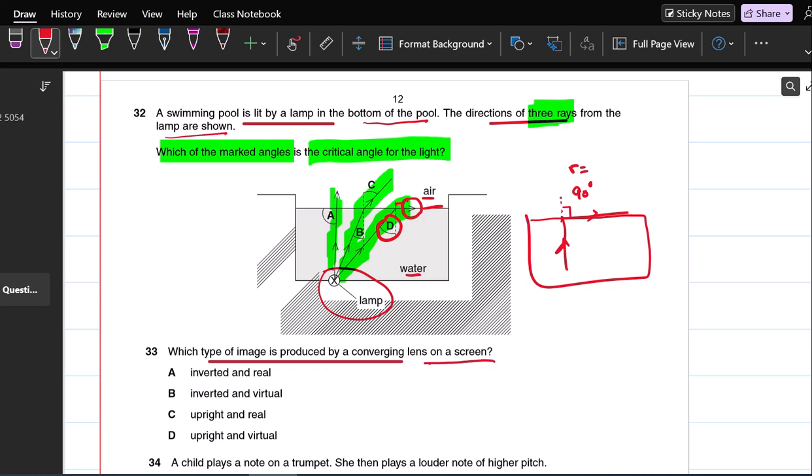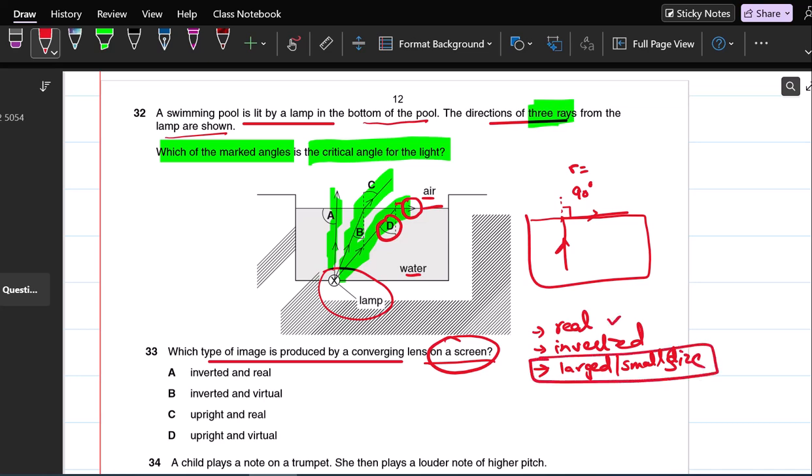Which type of image is produced by a converging lens on a screen? By a converging lens, you have to remember mostly it is going to be real. It can be inverted on a screen, and it can be large or small size, diminished as well. So here we are not going to have the main concern with this. Actually, this can be dependent on the ray diagram. So in general the image will be real and inverted. So here option A is saying inverted and real. Yes, this is going to be the right option.